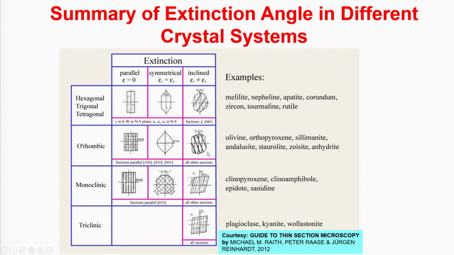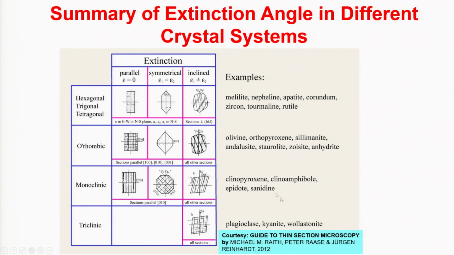In orthorhombic minerals, as we told you, they will generally show straight extinction and may show symmetrical extinction in sections parallel to 0 0 1 or parallel to 1 0 1 optic orientation. In monoclinic minerals, it can show straight extinction in 1 0 0 optic orientation. It will show symmetrical extinction in optic orientations parallel to 0 0 1, and it will show true inclined extinction in optic orientation parallel to say 0 1 0.